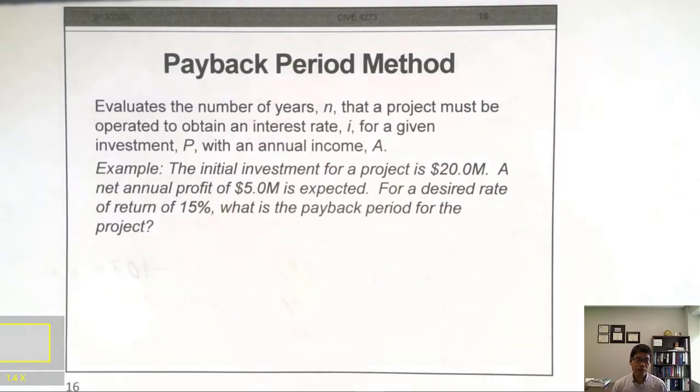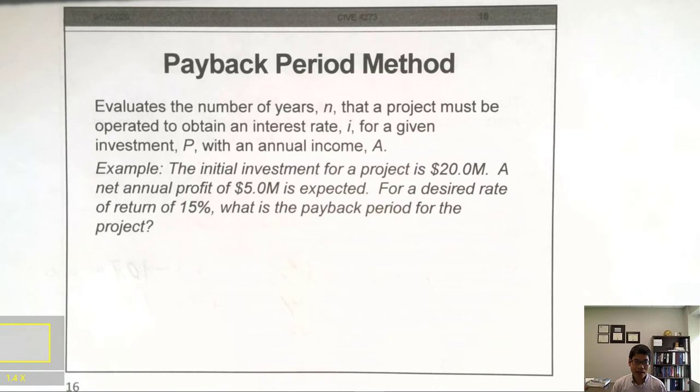In this video clip, I'm going to introduce the second type of return on investment analysis method, which is the payback period method. For this type of method, typically we try to evaluate the number of years a project must be operated in order to obtain a rate of return I for a given investment P with an annual income A.